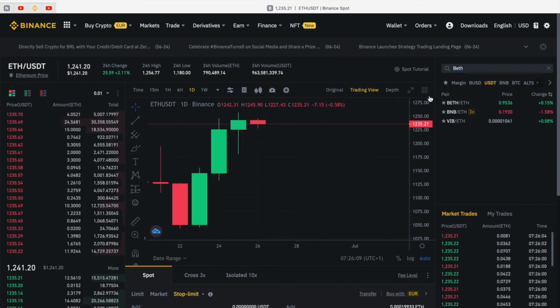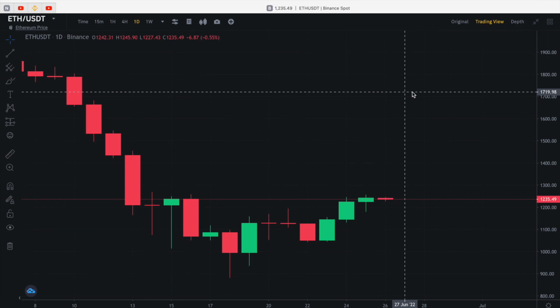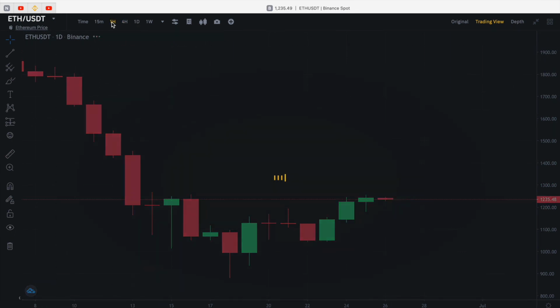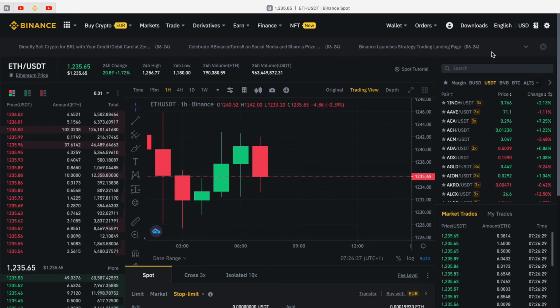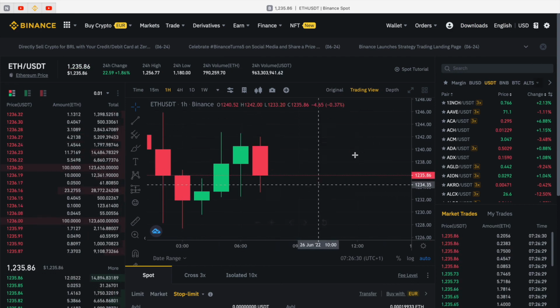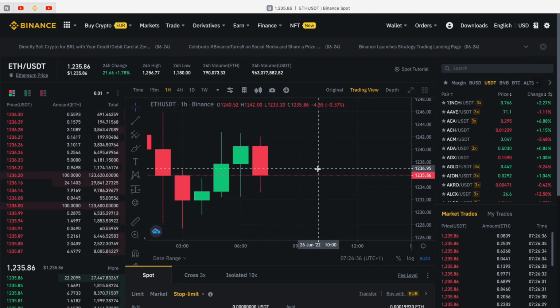Now we can see we are on the ETH USDT trade pair. The price chart has changed. You can see what the Ethereum price chart is saying on the daily. I can go to 1 hourly and see what the Ethereum price chart is saying. So this is where you can do your technical analysis and understand what the market is like, with so many other trade confluences available for you.